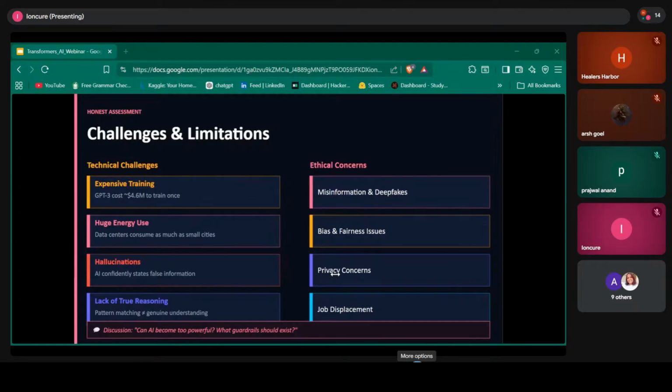Now, let's be honest, transformers are not perfect. Training GPT-3 cost an estimated 4 to 5 million in compute, and it consumed an enormous amount of energy.